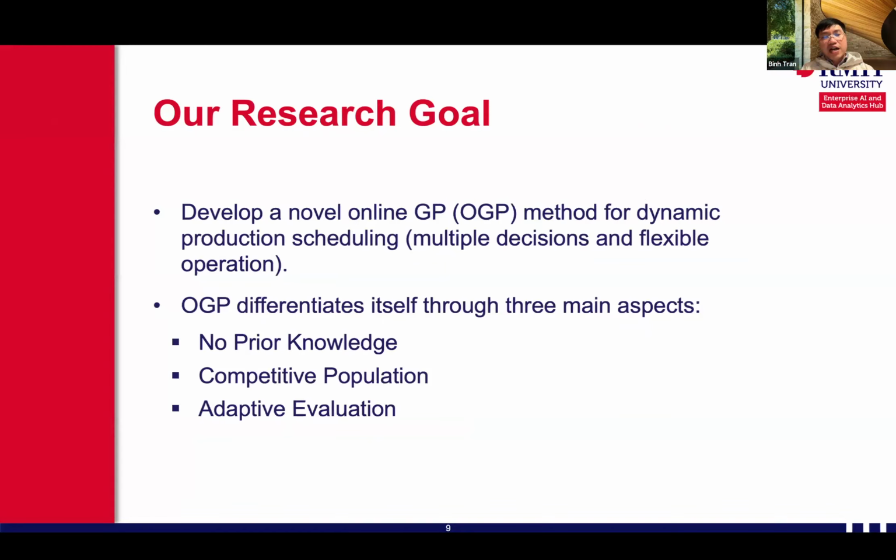First, we do not make any assumption about the environment, so we don't have any prior knowledge about the environments. We work on competitive populations, so they compete with each other to see which one should be applied in a certain situation. And we try to come up with an adaptive evaluation. So when the online GP is working in the environment, it tries to adapt itself depending on what is observed, something quite similar to the concept of reinforcement learning.